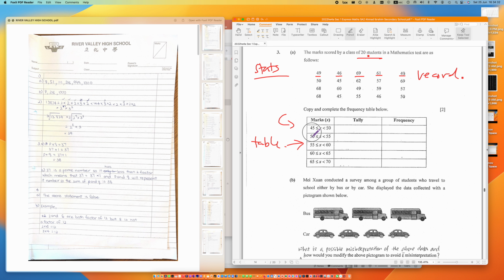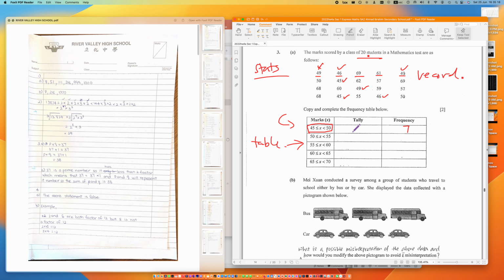Between this range, can you see that it's bigger than or equal to? That means 45 is also in this range. In this range, how many of these occur? The meaning of tally, later we talk about tally, frequency first. So you count. This one, yes, 49, yes. 50, no, because it's smaller. So it's 1, 2, 3, 4, 5, 6, 7. So it's 7.